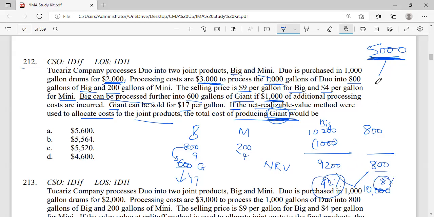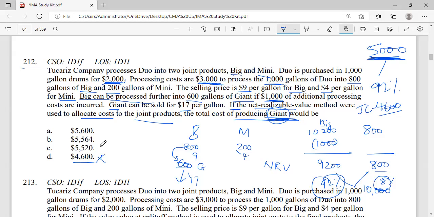So 5,000 directly I can do it, 5,000 into 92%. And how much will that be? 5,000 into 92% is 4,600. So 4,600 of the joint cost is going to be it. Now, can I just go ahead and answer this 4,600? If I do so, then I am actually wrong here.